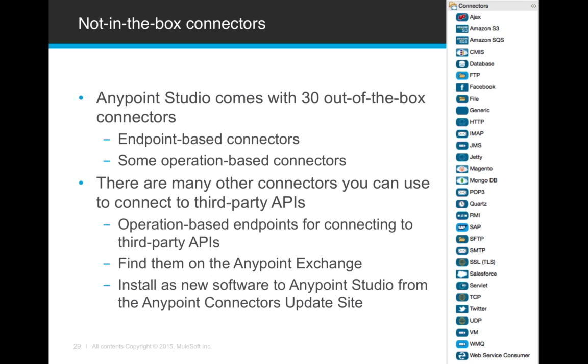Anypoint Studio comes with about 30. They're endpoint-based connectors, some are operation-based connectors. There are many other connectors that you can use that connect to third-party APIs. They're operation-based endpoints for connecting to that other API. You can find them on the Anypoint Exchange and install them as new software from Anypoint Studio through either the Anypoint Studio connector update site or, as of now, directly through the Exchange.